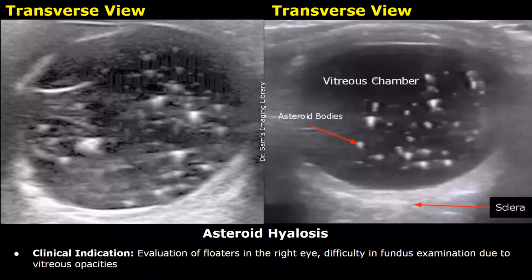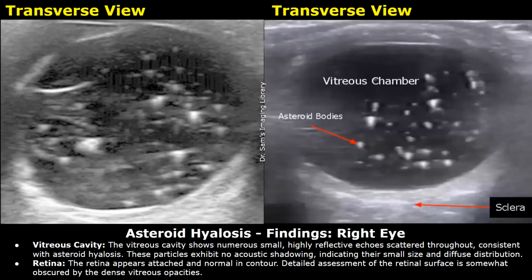Now we have a case of asteroid hyalosis. Clinical indication: evaluation of floaters in the right eye, difficulty in fundus examination due to vitreous opacities. These are the findings. Vitreous cavity shows numerous small, highly reflective echoes scattered throughout, consistent with asteroid hyalosis. These particles exhibit no acoustic shadowing, indicating their small size and diffuse distribution.